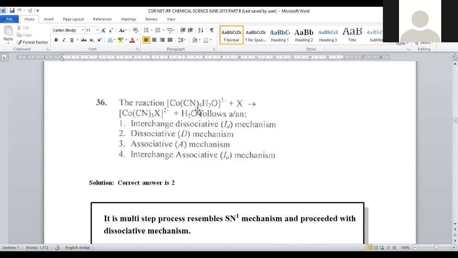The reaction of Co(CN)5(H2O)2- plus X- gives rise to Co(CN)5X3- plus H2O, follows an... Okay. So here a cobalt complex was given. This is added with a nucleophile. Further it turned into a nucleophilic substituted product. This is the simplest example of nucleophilic substitution.